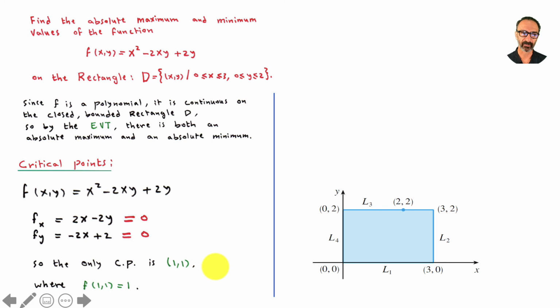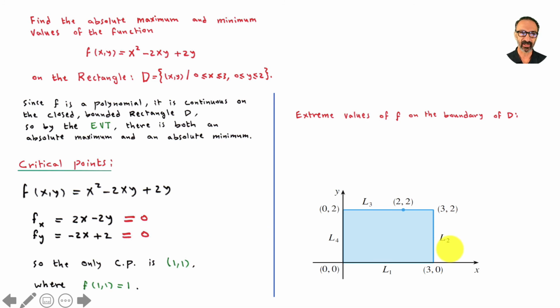But where is (1, 1)? If this is 0 and this is 3, 1 is somewhere here. And if this is 0 and this is 2, 1 is somewhere in the middle. So somewhere here, it's (1, 1). At this point (1, 1) in the domain, the graph has an output, or a level, of 1 also. And that's a critical point. Now we don't know if it's a minimum or a maximum at that location, local minimum or local maximum.